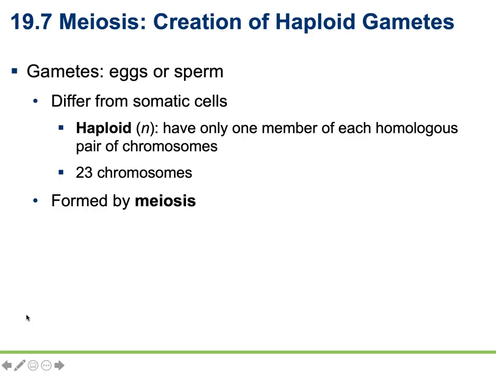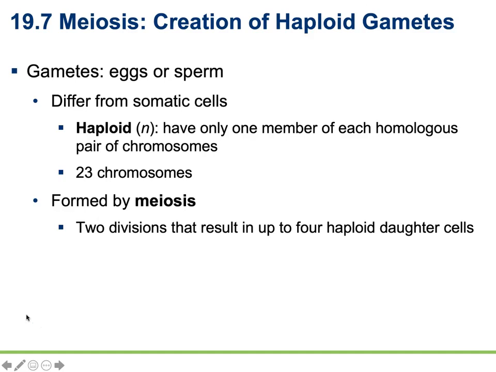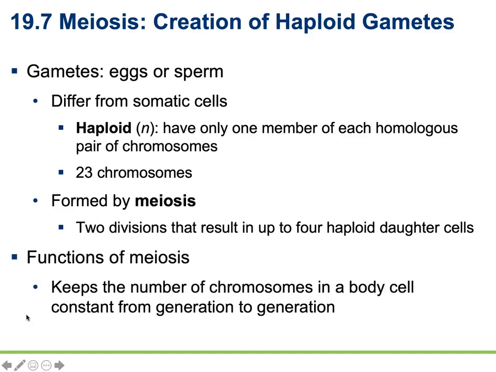Meiosis is a different process from mitosis, but you will find a lot of similarities. Meiosis is going to have two divisions that result in up to 4 haploid daughter cells. Ultimately, the function of meiosis is to keep the number of chromosomes in a body cell constant from generation to generation and help increase genetic variability in the population.